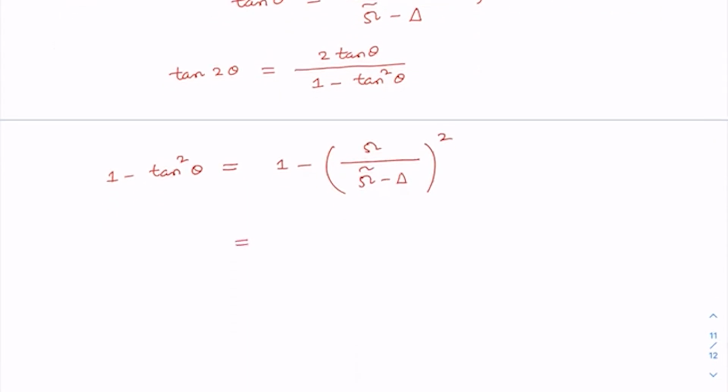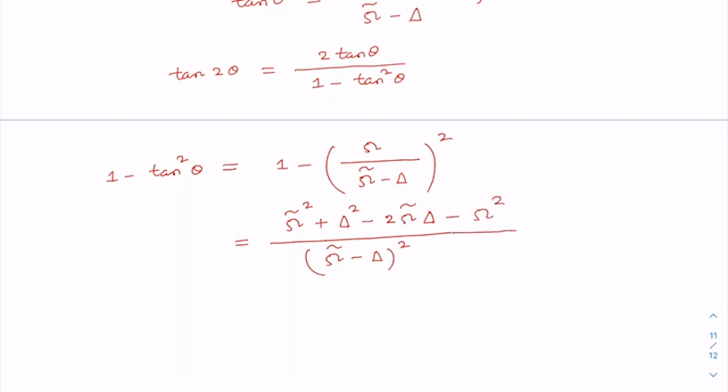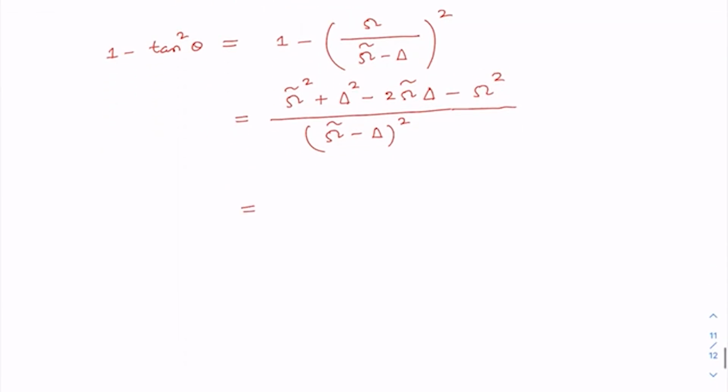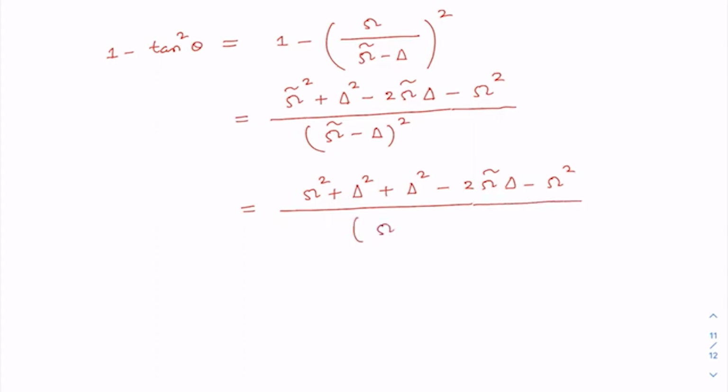Let me simplify it. I will have in the denominator (omega tilde minus delta) whole square. If I open it up, I will get omega tilde square plus delta square minus twice omega tilde delta minus omega square. And I know that omega tilde square is omega square plus delta square. Then I have here delta square minus twice omega tilde delta minus omega square, divided by (omega tilde minus delta) whole square.